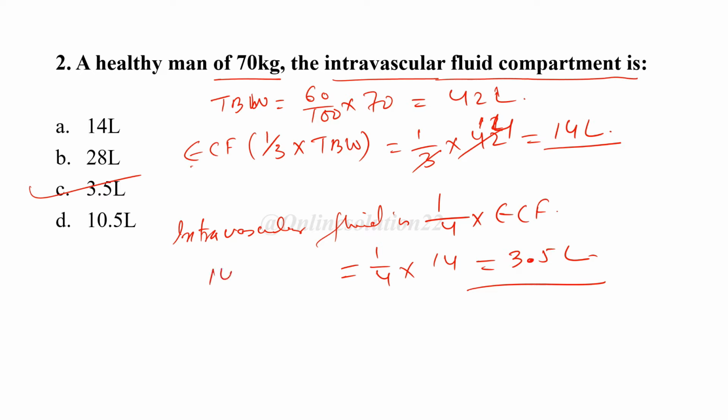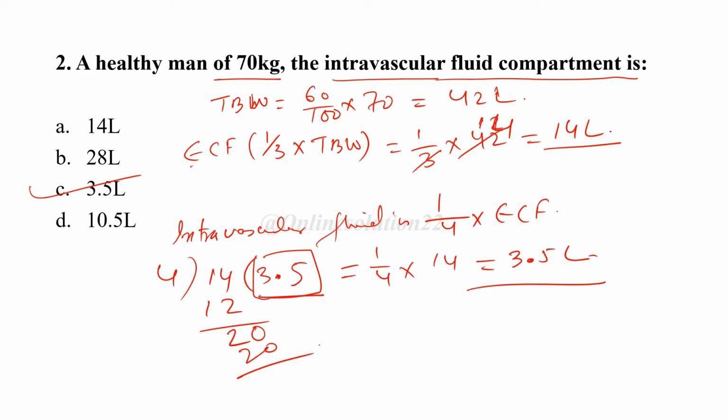I'll show you how we calculate. 4 here will go with 3, we get 12, and 2 remaining, and we'll put a dot here, we will get 0, so 5 will be 20. So this is the answer. 3.5 liter is the intravascular fluid compartment.